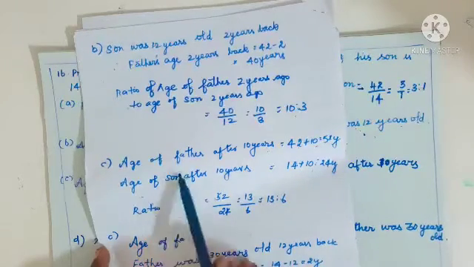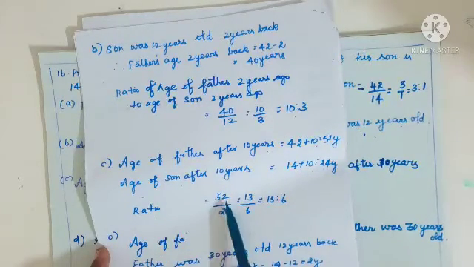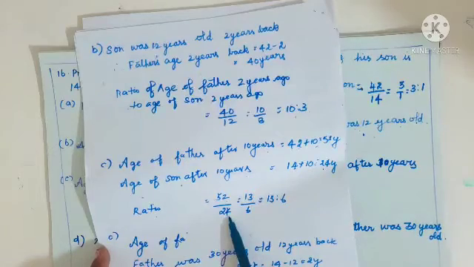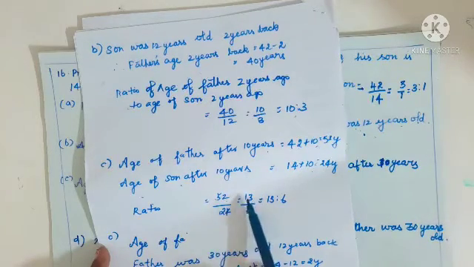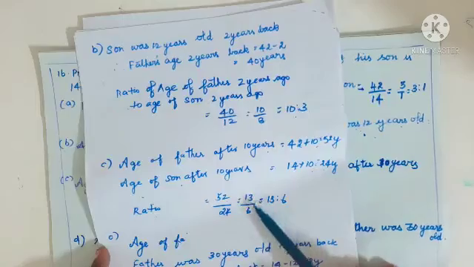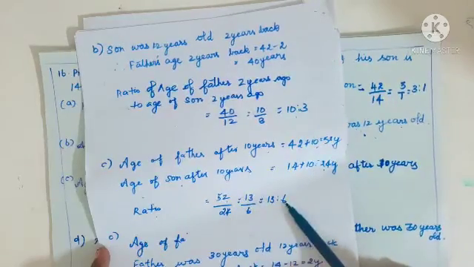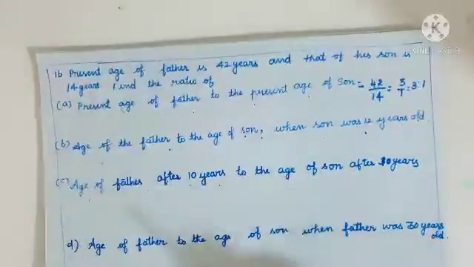Now you can find the ratio of both the ages. So what do you get? 52 by 24. Same thing, you can divide it by 2 itself. Okay. So you'll get 13 by 6. The ratio is 13:6. Now we are going to see the D sum.